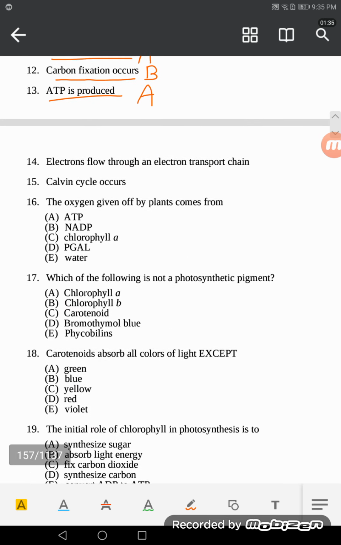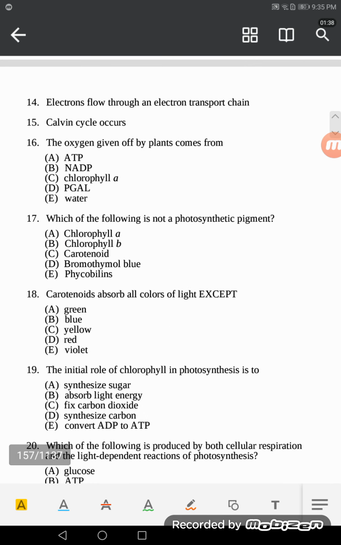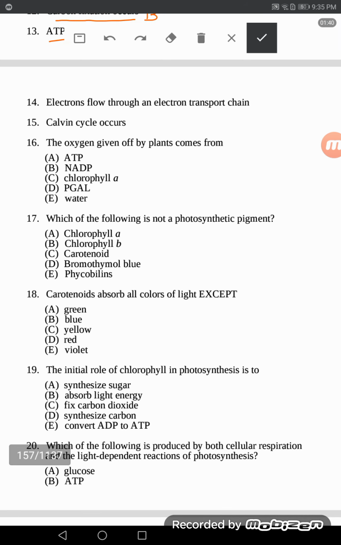Let us move to questions 14 and 15. It says, electrons flow through an electron transport chain. Again, this process happens during light dependent reaction, which is A. Calvin cycle occurs during light independent reaction, which is B.